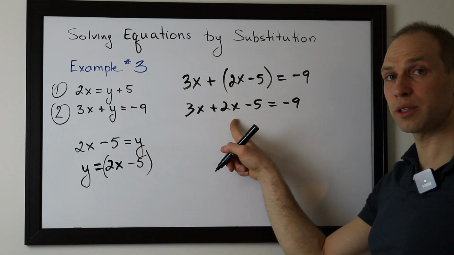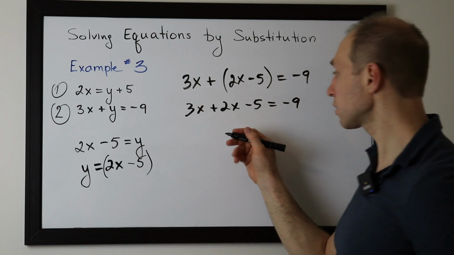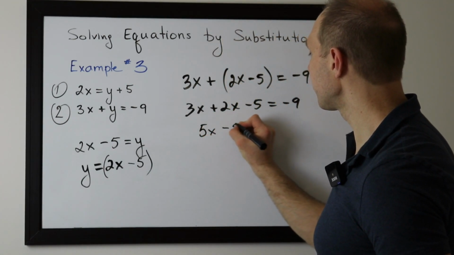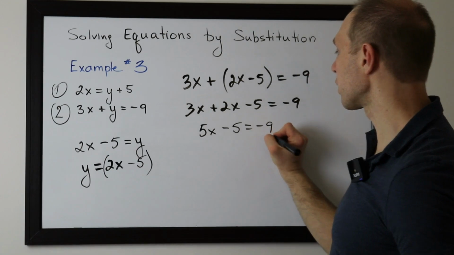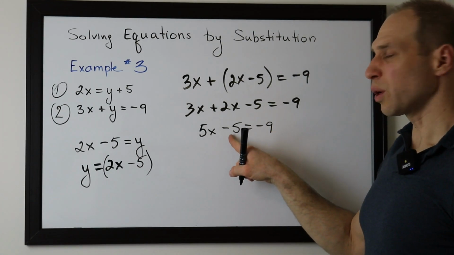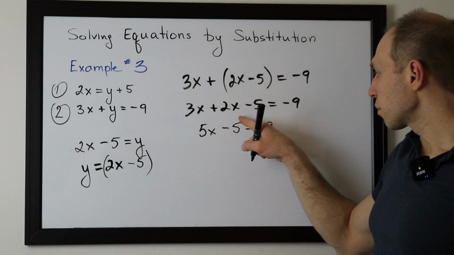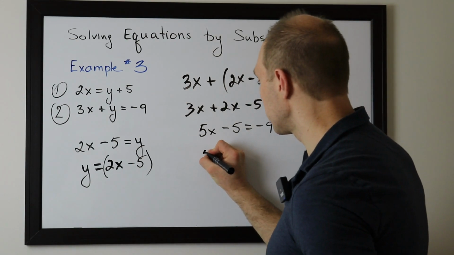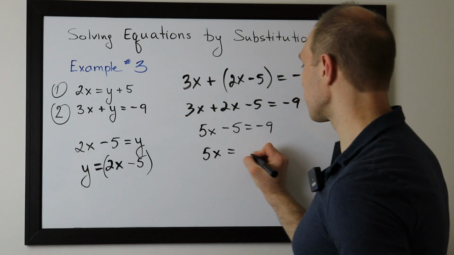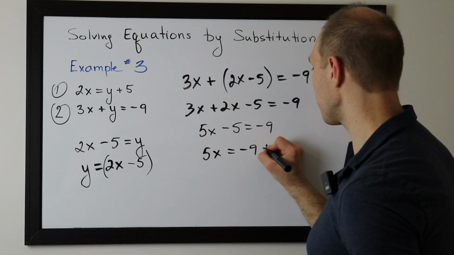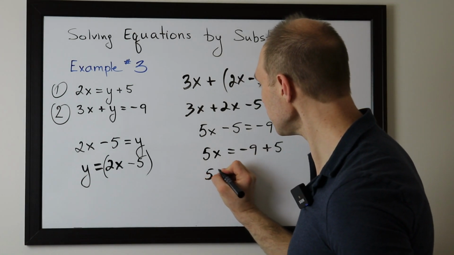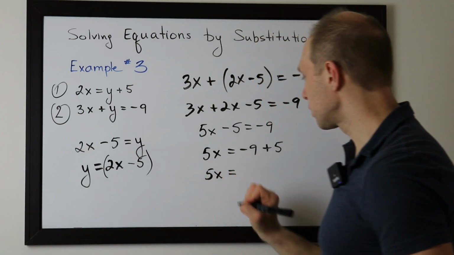3x plus 2x, how many x's do we have? We have 5x. Minus 5 equals negative 9. We don't want this number, it's a negative number. It travels across the equal sign, it becomes positive. 5x is equal to negative 9 plus 5. Okay. Next.